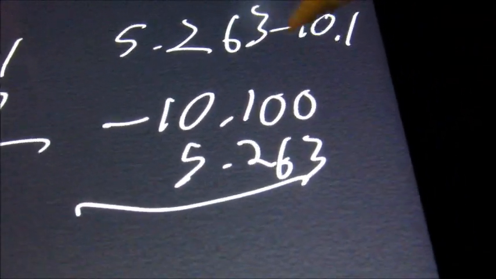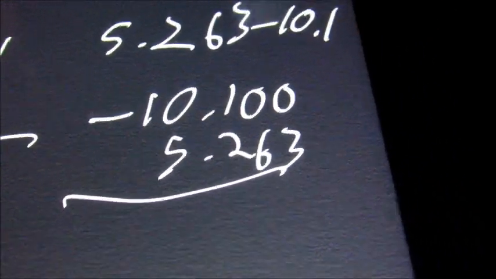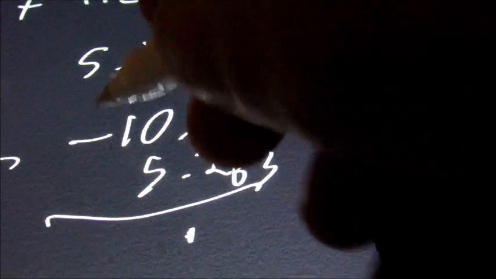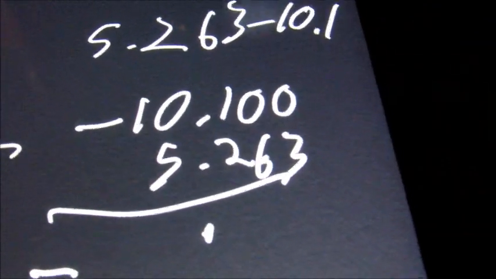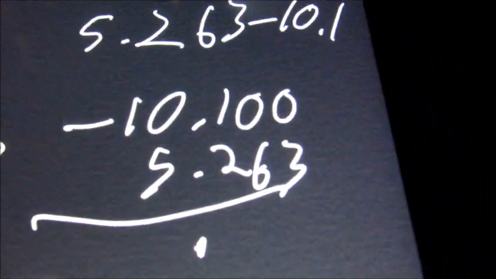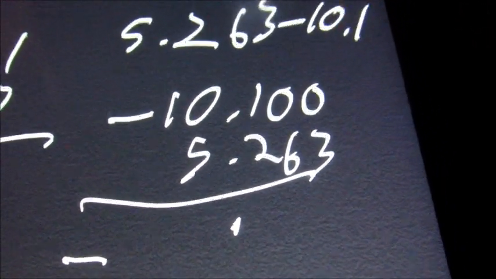So now we have negative 10.100 plus 5.263. Bring the decimal where it was. Now because the negative is a bigger number, we're going to have a negative number as our answer. And we're going to subtract like we would normally. So we're going to have to borrow here.